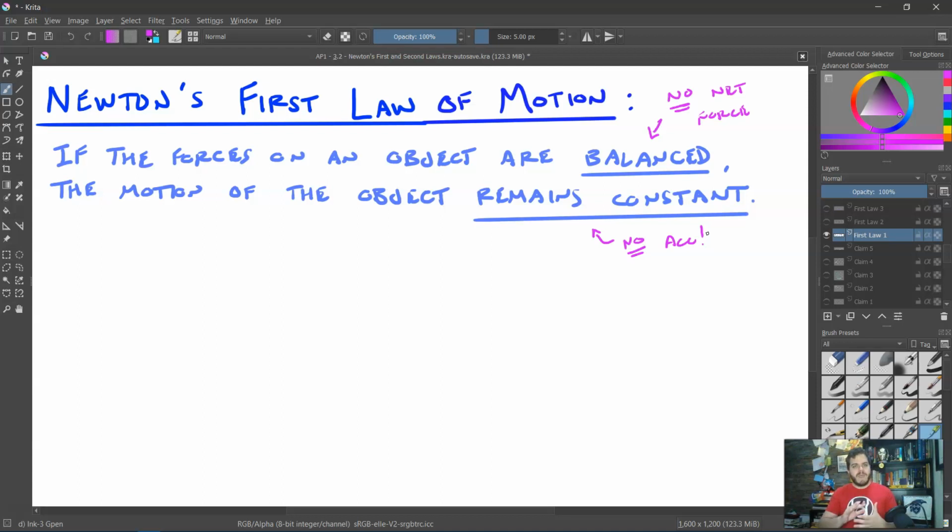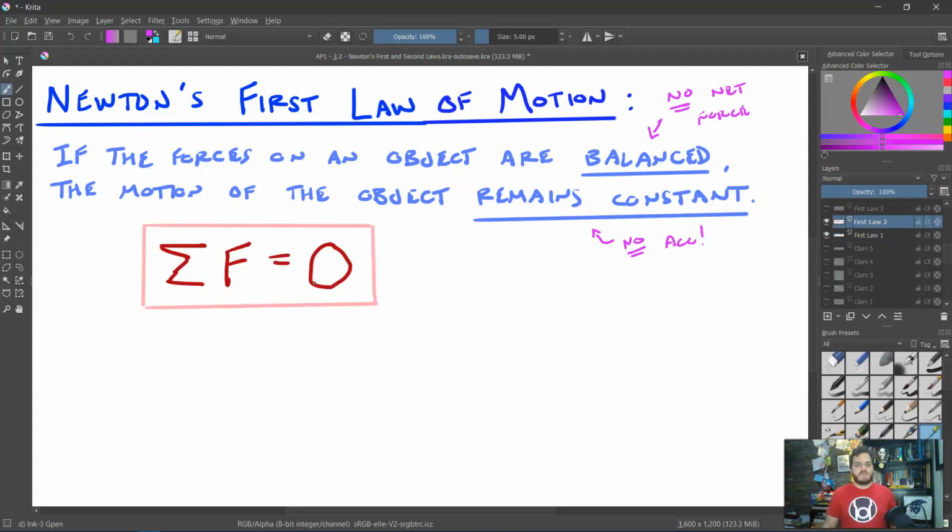As long as the forces are balanced, this object's motion, whatever its current state is, is going to stay in that state. If it's at rest, it will stay at rest. If it's moving with a constant velocity, with the same speed and a straight line, it will keep moving in a straight line with that same speed. Now, a lot of times we'll formulate this and just write it this way. This is basically Newton's first law stated in a mathematical form, that there is no net force. The net force of this object will be equal to zero.